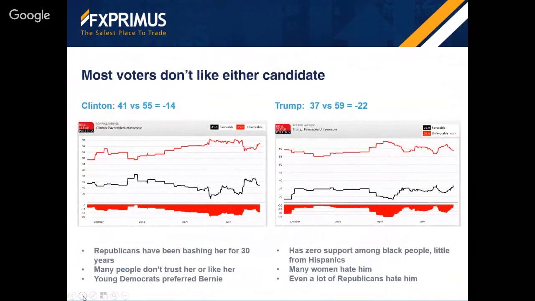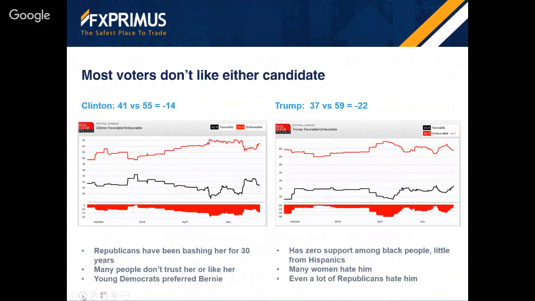In fact, one reason this is such a unique election is Hillary, look at, this is a graph of the popularity of these people. If you look at the left-hand side, Hillary Clinton, she is the second least popular person ever nominated for president. The graph on the left, the red line is the percentage of people who have an unfavorable view of her. The black line is the percentage of a favorable view. So her net position is -14.